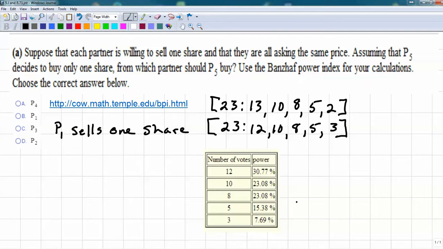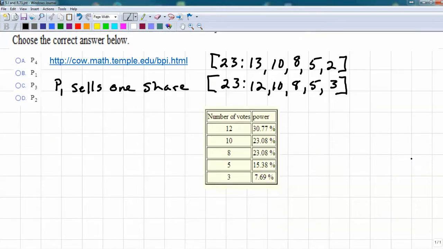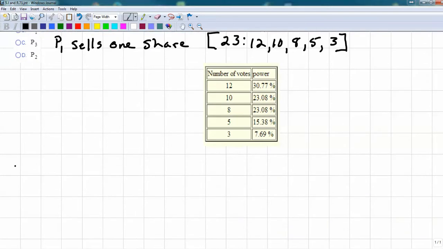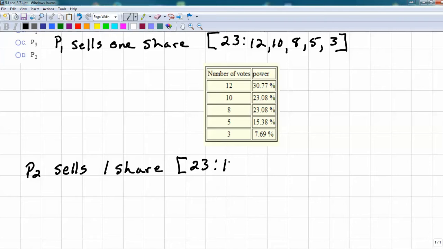So then we want to continue through this. We're going to talk about P sub 2 selling 1 share. So P sub 2 sells 1 share. And that's going to mean that my numbers change to 23: 13, 9, 8, 5, 3. I'm going to type that back into my calculator, and I will end up with the following.